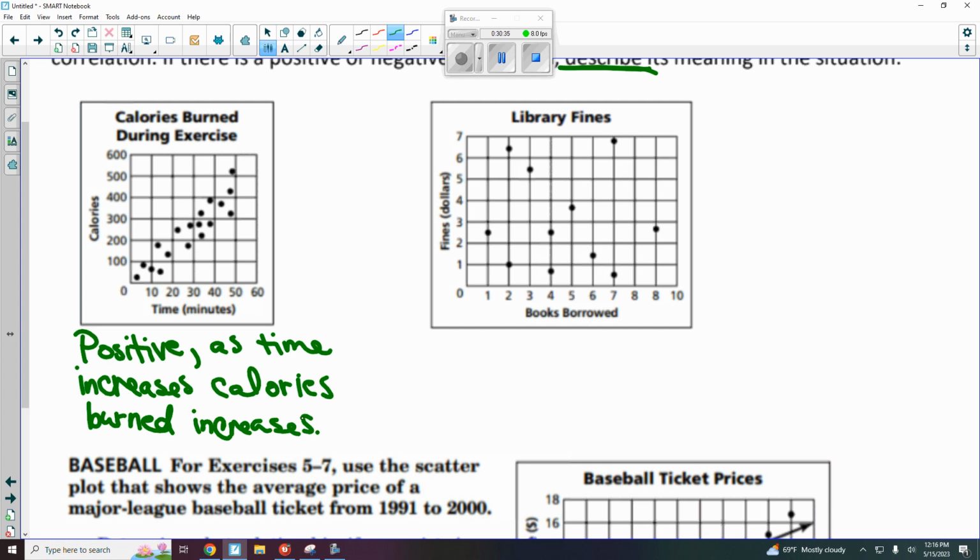Now for our next one, for the library fines, if you notice it has books borrowed on the x-axis and the fines in dollars. Can we put any type of line to that, positive or negative? No correlation. You got it, so it's a no correlation. And for no correlation, we're done. We just get to move on to our next one.